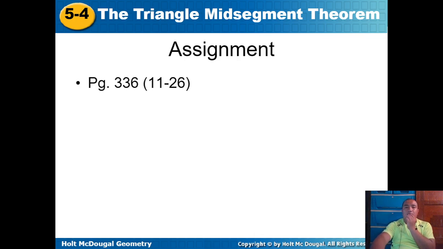So, assignment, page 336, 11 to 26. That ends our short discussion on the midsegment theorem on a triangle.